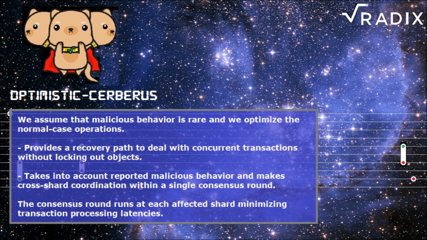Optimistic Cerberus: robust transaction processing optimized for cases in which there are no concurrent transactions. In the design of Optimistic Cerberus, we assume that malicious behavior is rare and we optimize the normal case operations. Optimistic Cerberus provides a recovery path to deal with concurrent transactions without locking out objects. Optimistic Cerberus takes into account reported malicious behavior and makes cross-shard coordination within a single consensus round. The consensus round runs at each affected shard, minimizing transaction processing latencies.